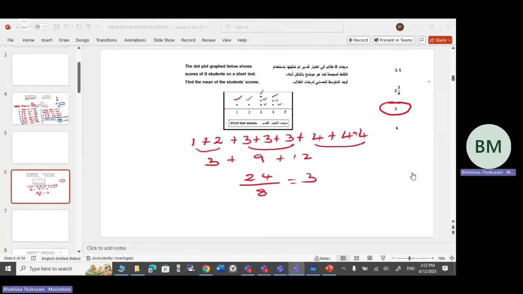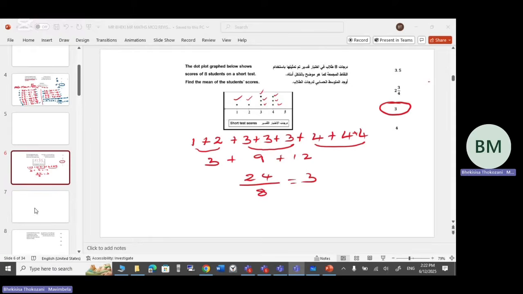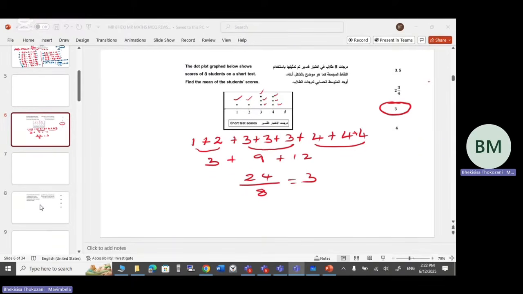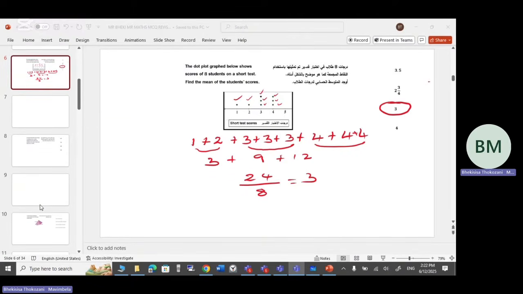So let's move on, guys. Okay, now we know the answer is 3 there, okay? So let's move on to the next one. Remember, during the exam, there will be no calculators there, okay? So try to work on your addition skills, your division skills, your multiplication skills, okay?